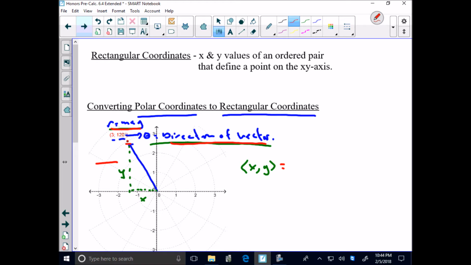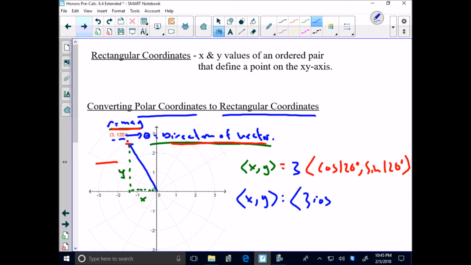So right here, we would say that a unit vector extending in the direction of our vector xy would be cosine of 120 degrees, sine of 120 degrees. And if we multiply that by the scalar, that is the r value of 3, then right here we have component form as 3 cosine of 120 degrees, 3 sine of 120 degrees.